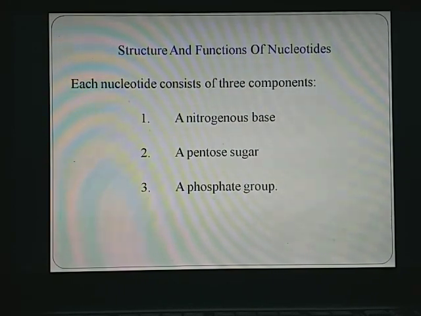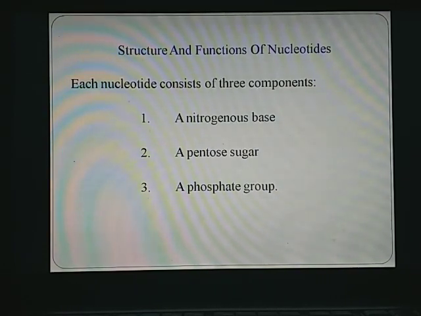Before going to pyrimidine nucleotide metabolism, it is important to recall a few important things which have been discussed with you in the last classes. They are the structure and functions of nucleotides. Each nucleotide consists of three components: a nitrogen base, a pentose sugar, and a phosphate group. The nitrogen bases are adenine, guanine, thymine, cytosine, and uracil. They are of two types, purines and pyrimidines. The purines are adenine and guanine, and the pyrimidines are thymine, cytosine, and uracil.